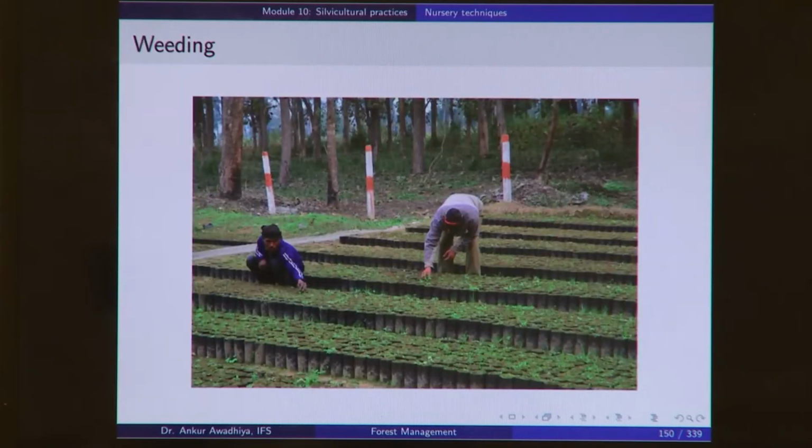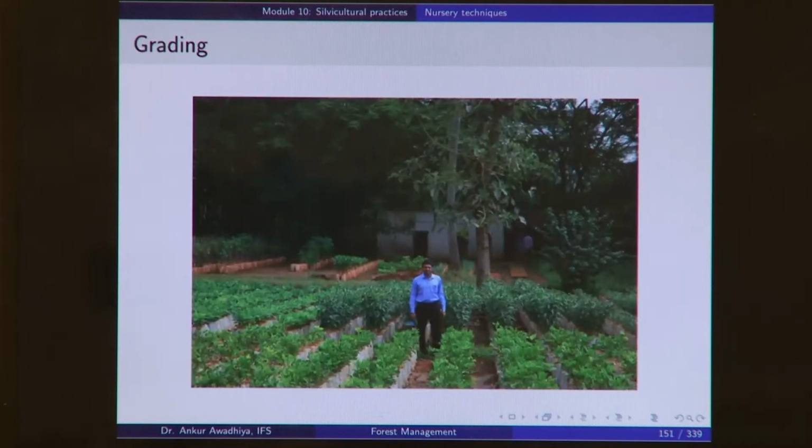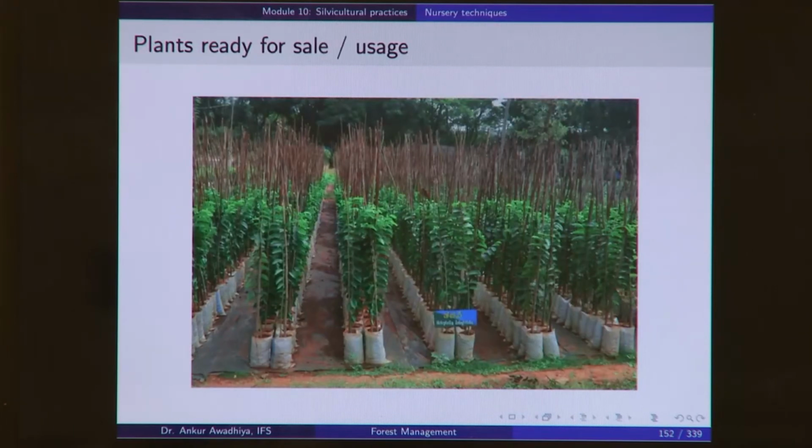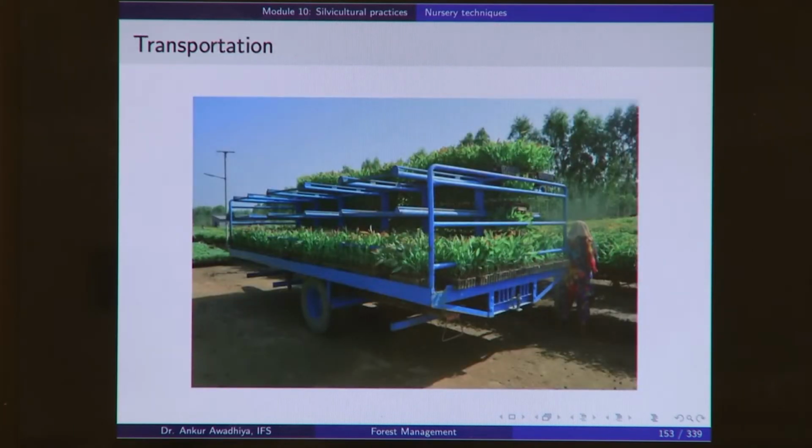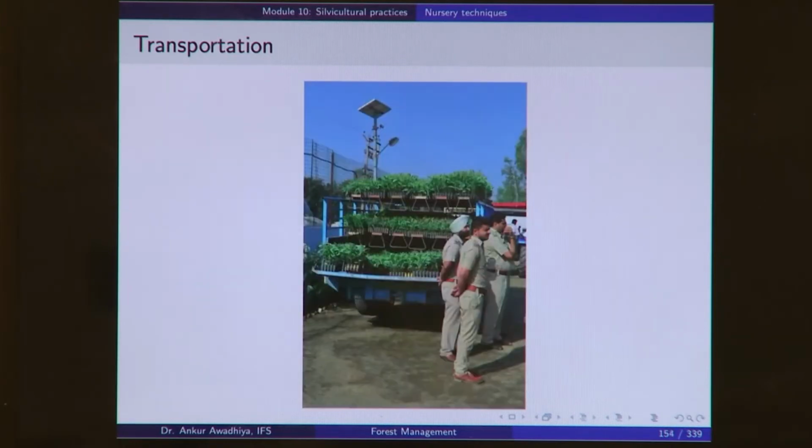Weeding is regularly performed. Grading is also performed, in which the plants that are of similar growth characteristics and of similar size are graded together. Here we see plants that are ready for sale or usage. They are transported either in small trucks or using tractors.